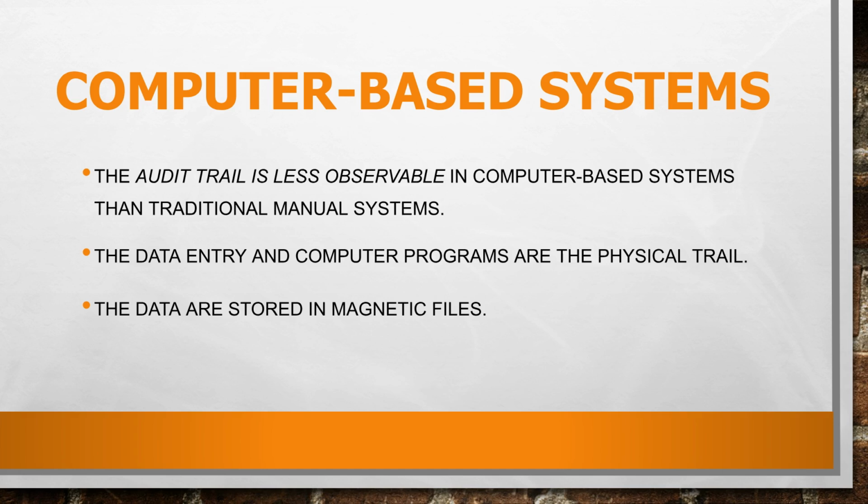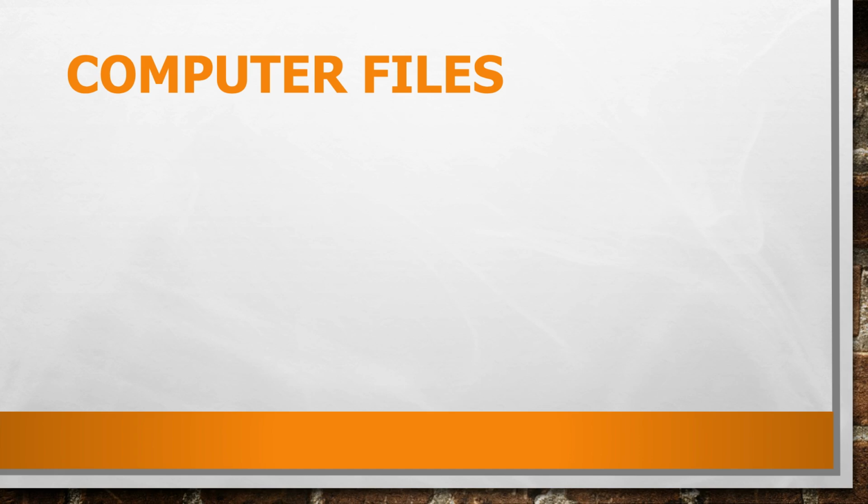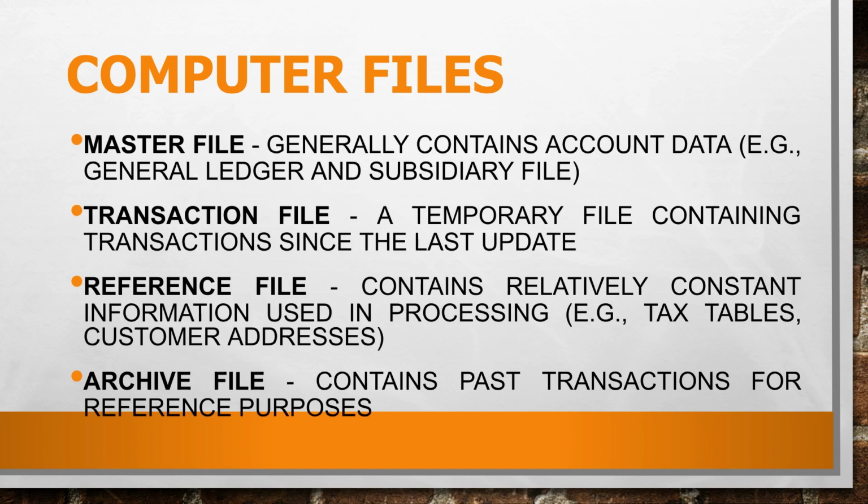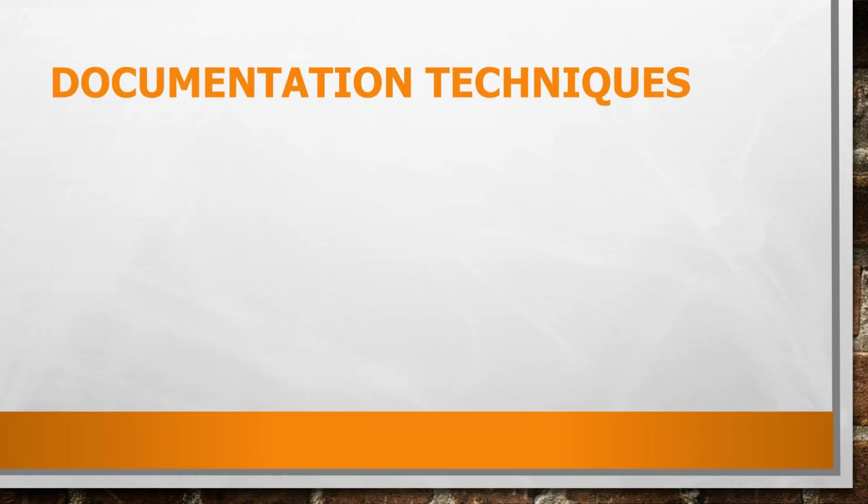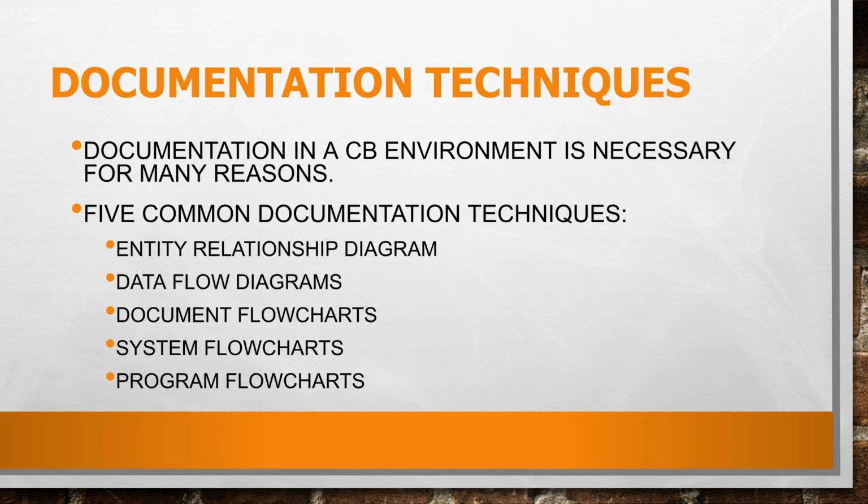In computer-based systems, the audit trail is less observable than in manual ones. The physical trail is replaced by data entry processes, computer programs, and magnetic files. Computer files are categorized by their function: master files for account data, transaction files for recent changes, reference files for constants, and archive files for historical data. Documentation is essential in a computer-based environment. 5 common techniques include entity relationship diagrams, data flow diagrams, and various types of flowcharts.